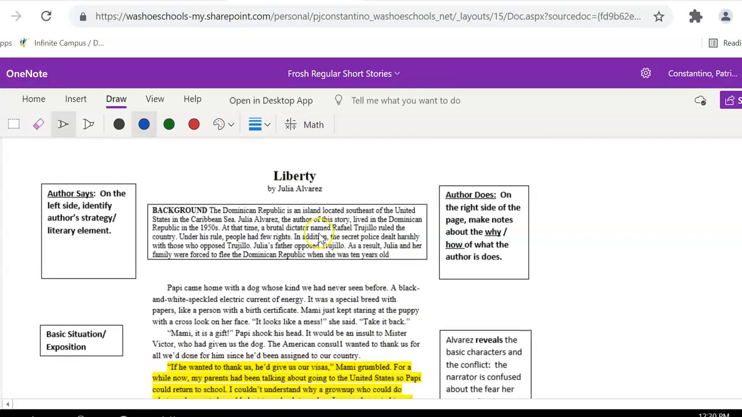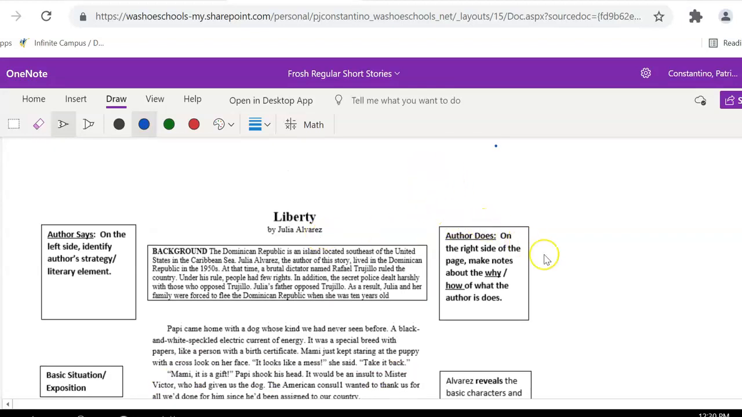Okay, all right. So when we annotate, we would like you to annotate in a couple ways. On the left side of the margin, you're going to be looking at the literary strategy, and we're calling that author says. So on the left side, you're going to identify the author's strategy and literary element. So for this exact one that I'm modeling to you, we are looking at plot elements. So that's like basic exposition, complications, climax, rising action, falling action, resolution, foreshadowing, suspense, all of those things. So that's the left side. This is where you're just kind of identifying the strategy.